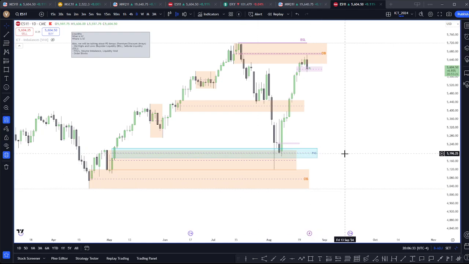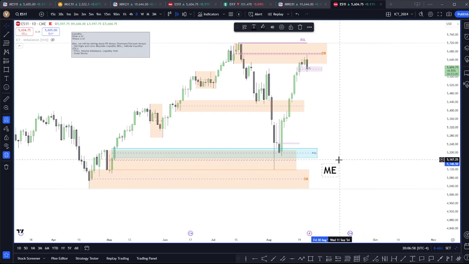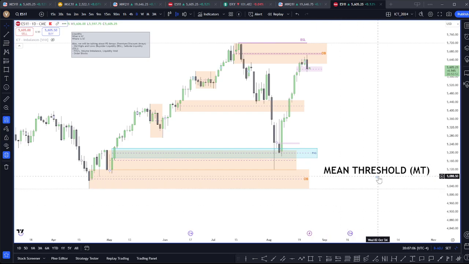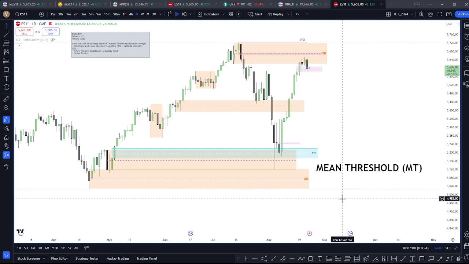And just like for fair value gaps, the midpoint becomes very important. Similarly, for order blocks, the midpoint also becomes important. But we call this differently. For fair value gaps, we call it CE or consequent encroachment. The midpoint of an order block is called a mean threshold, usually abbreviated as MT.